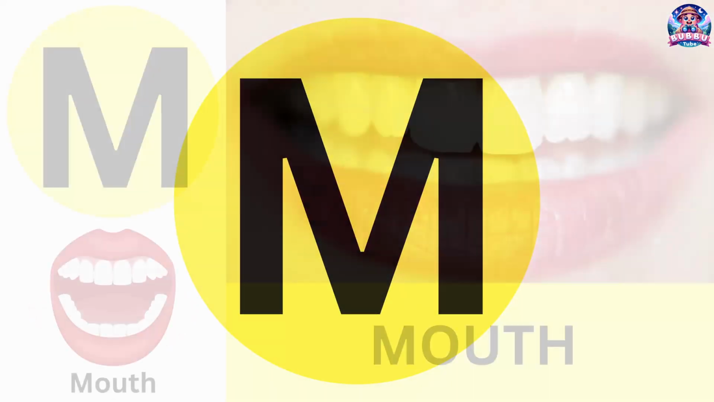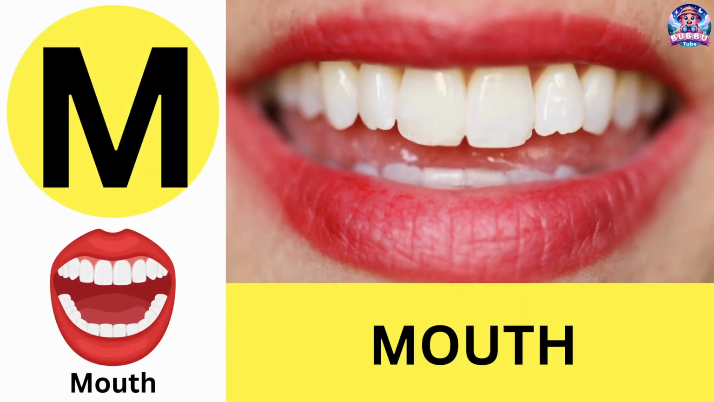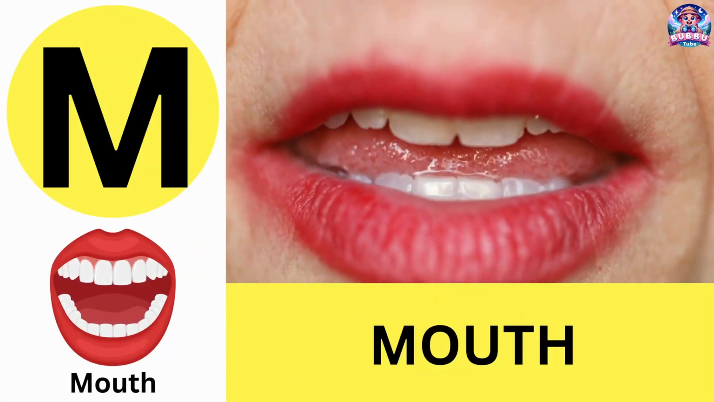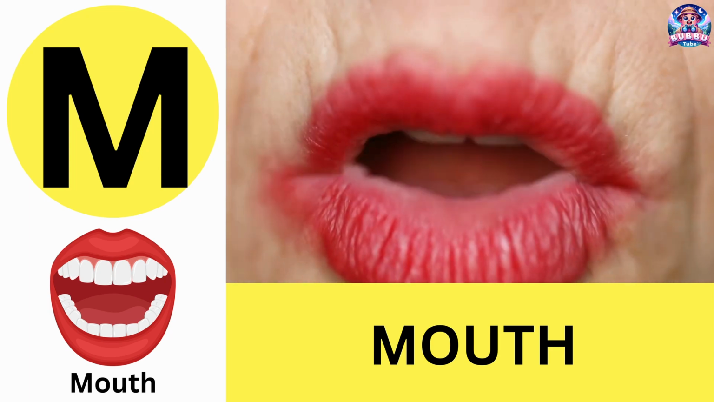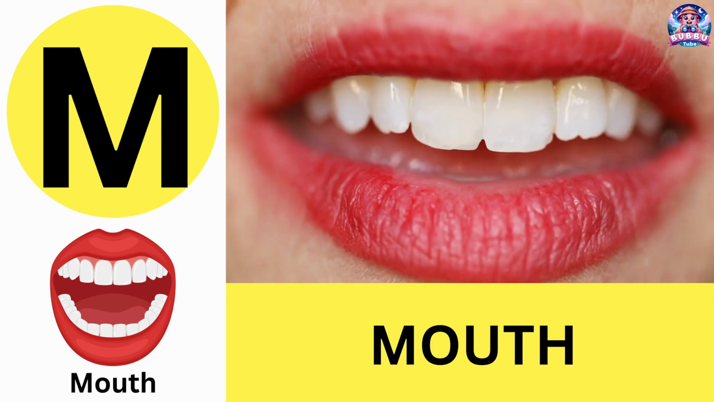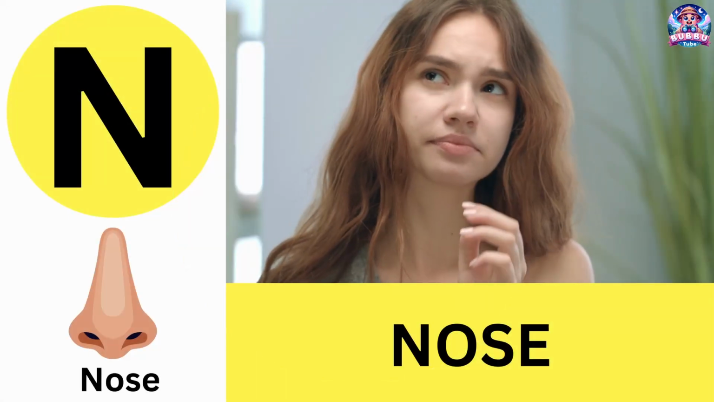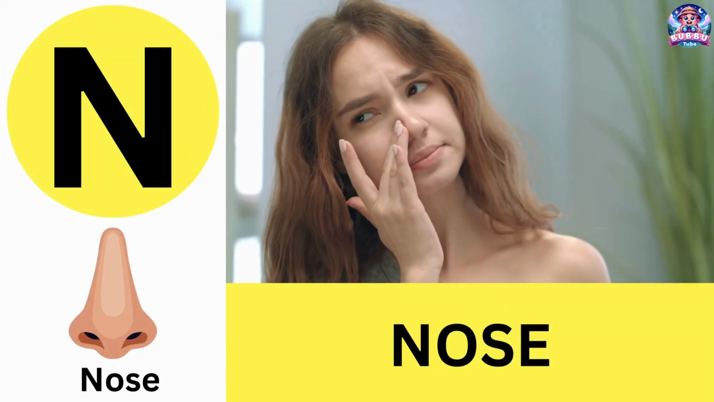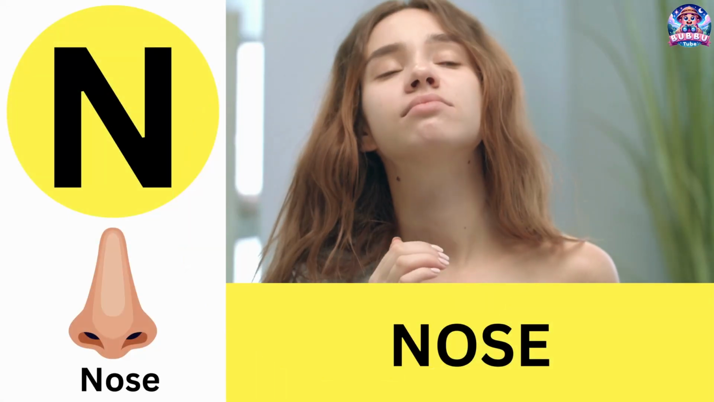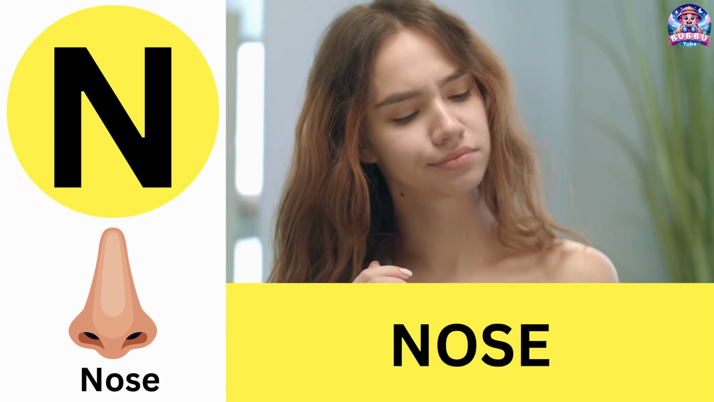M. M is for mouth. We use our mouth to talk, eat, and smile. Mouth. N. N is for nose. Our nose helps us smell and breathe. Nose.